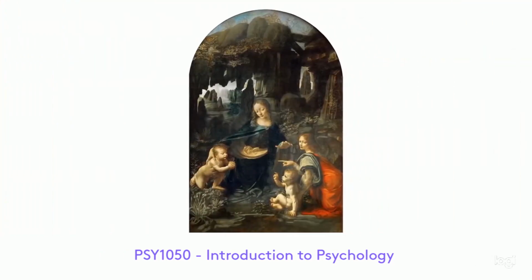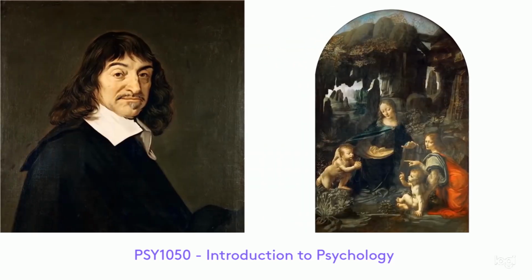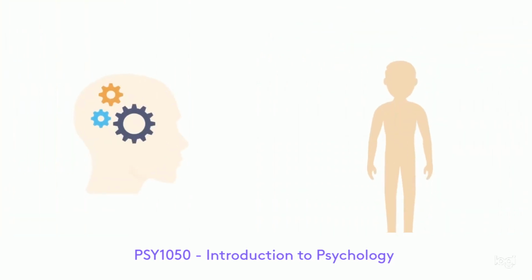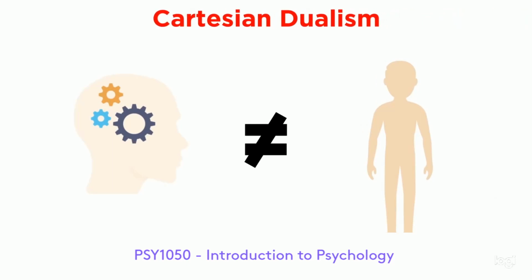Psychology continued to develop through the Renaissance and was heavily influenced by the work of 17th century philosopher René Descartes. Descartes believed that the mind and the body are two separate things. This is a theory called Cartesian dualism, or mind-body dualism. In dualism, the mind is an immaterial substance that is the source of your thoughts, emotions, and beliefs, while the body is a physical substance.